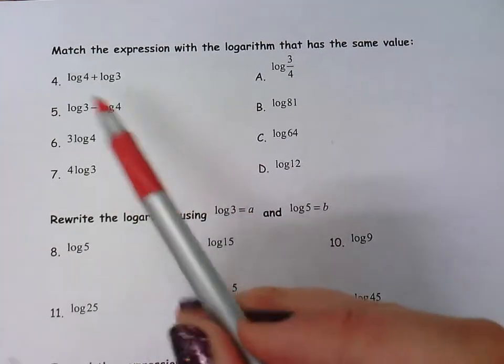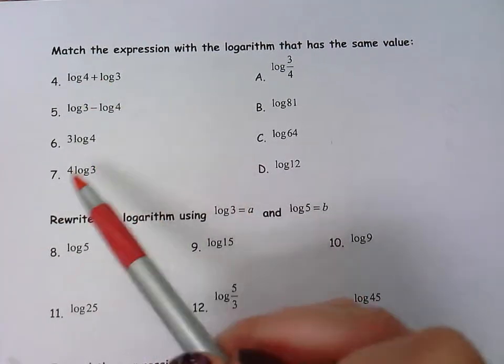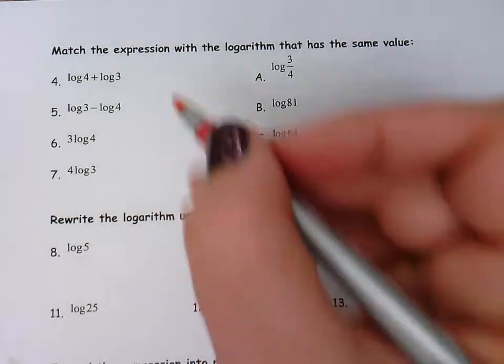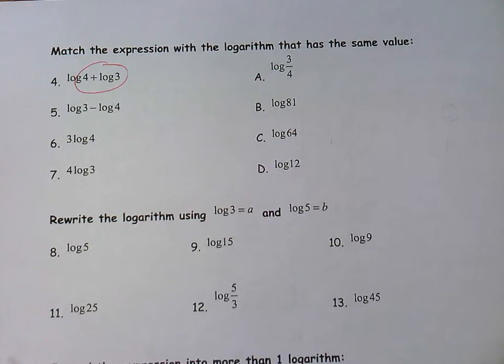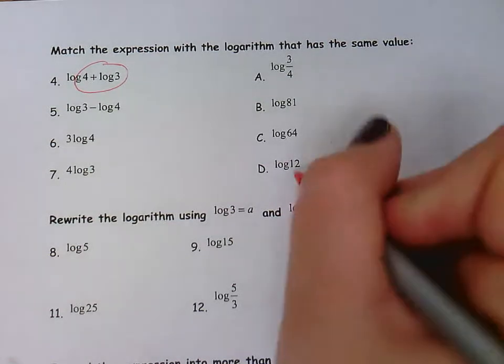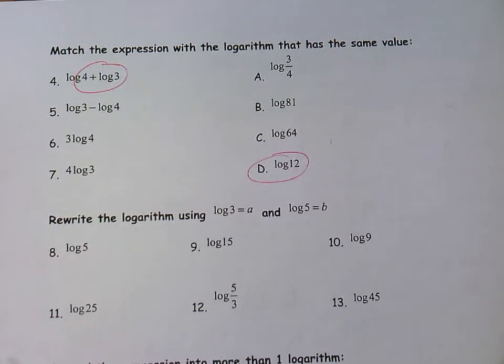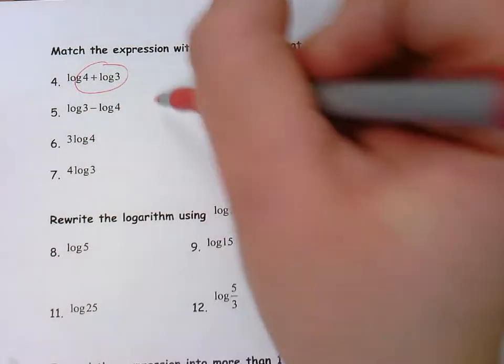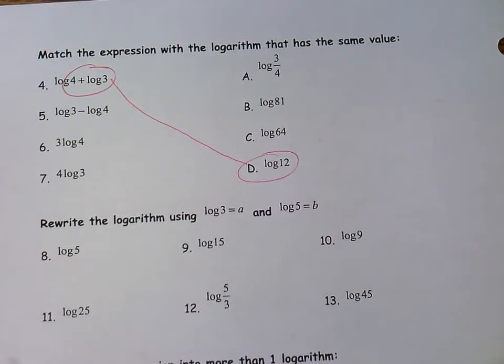So let's just skim together so that you understand how to do the different sections of this. So in number 4 through 7, you're just matching them up to the correct match using the properties. So for example, log 4 plus log 3 can get multiplied together, right? So it's really 4 times 3, the log of 12. Does that make sense? So if you are adding together 2 logs, you can multiply those 2 things together, and now you've got just the log of 12. So that's how you do 4, 5, 6, and 7.